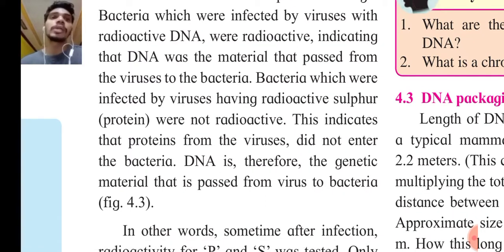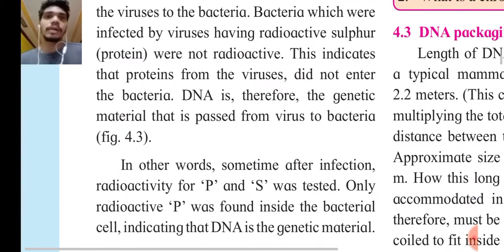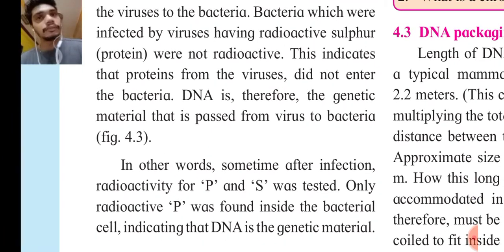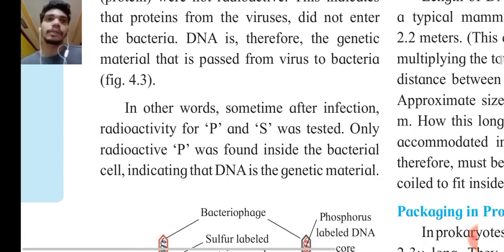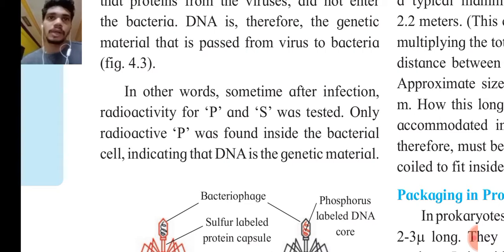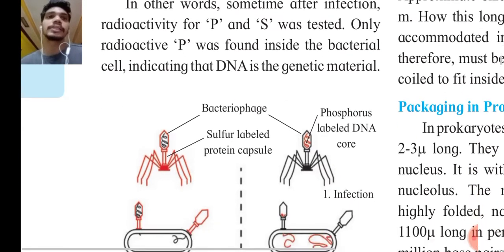This indicates that protein from the viruses did not enter the bacteria. DNA is therefore the genetic material that is passed from the virus. So whatever protein is formed is not passing into the bacteria. Only DNA is passing. Okay, we know that viruses may have RNA or DNA. After infection, radioactive phosphorus was tested. Only radioactive phosphorus was found inside the bacterial cell, indicating DNA is the genetic material.